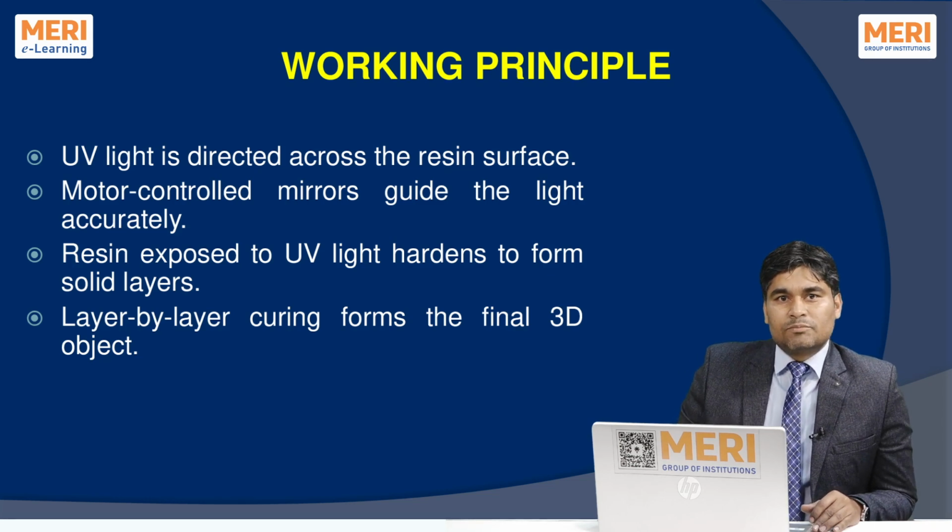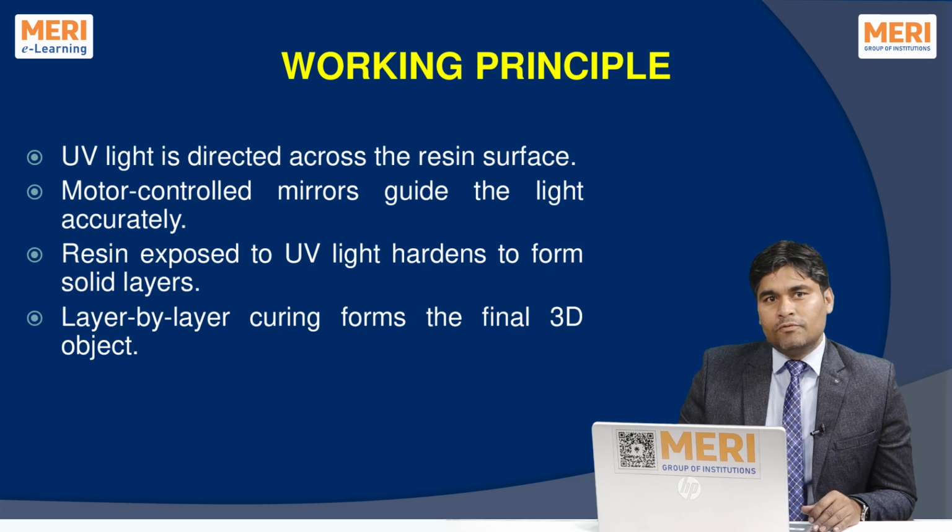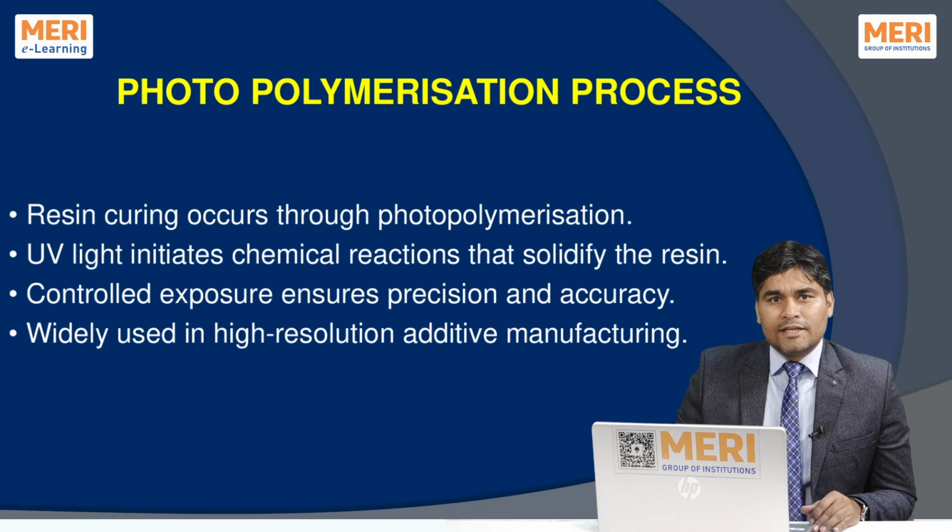Whenever the resin is exposed to ultraviolet light, it undergoes a chemical reaction and hardens to form a solid layer. This process is repeated continuously, where each new layer is formed over the previous one. In this way, the component is gradually built using a layer by layer curing process, which finally results in a complete three-dimensional object.